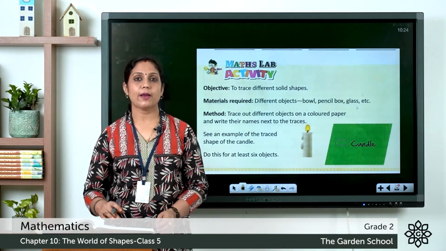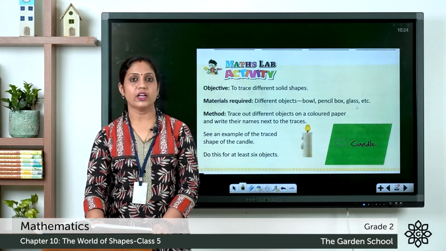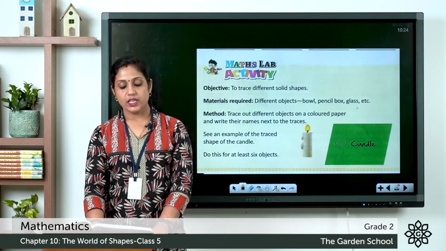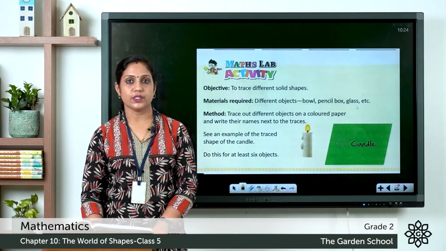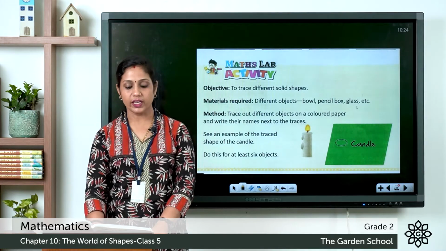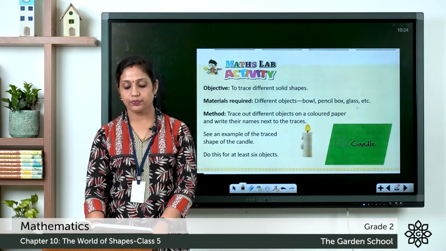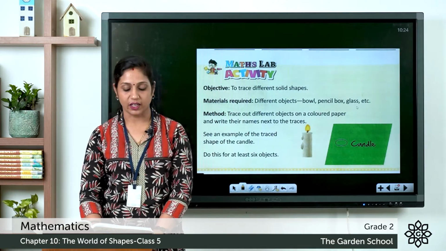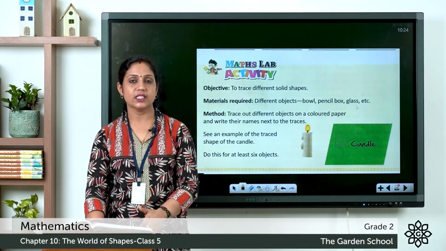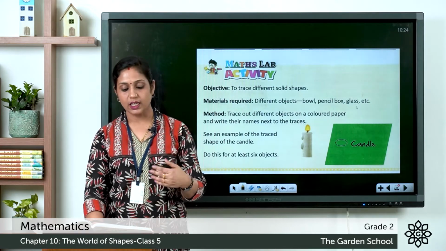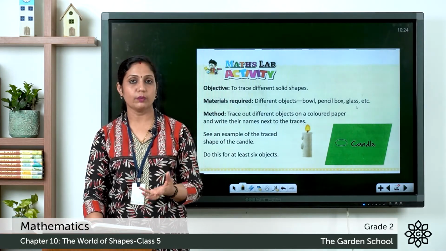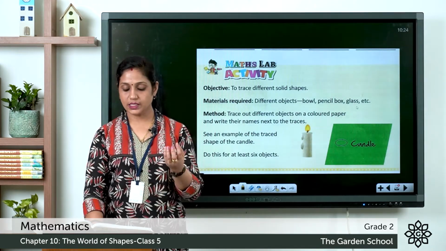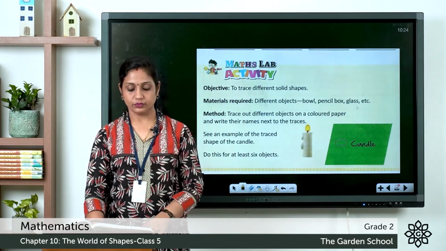We have Max Lab activity page number 148. Let's read what it is. Objective: to trace different solid shapes. Materials required: different objects, bowl, pencil box, glass, etc. So the objective of this activity is to trace different solid shapes. And what all materials are required for that? You need a bowl, pencil box, glass, etc.